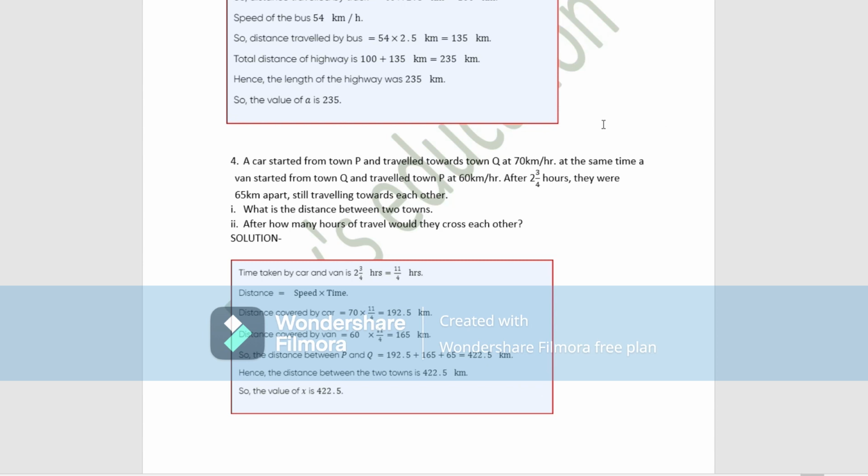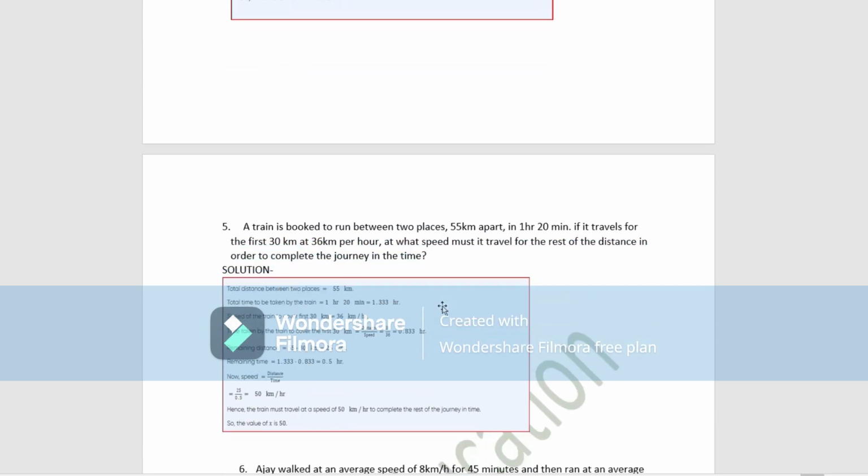Okay. So the distance is what? So the distance between two towns is 422.5 kilometer. Okay. So the next one we will do.